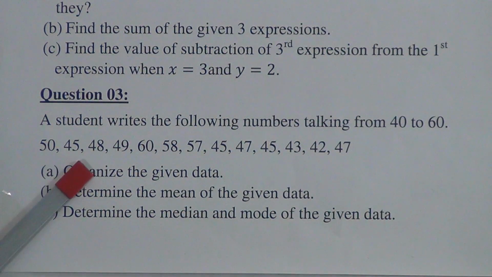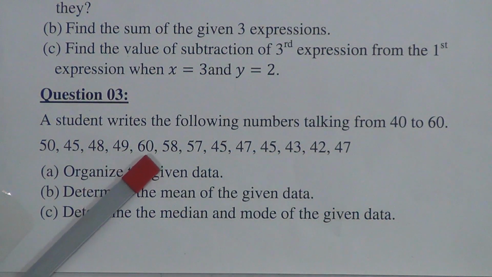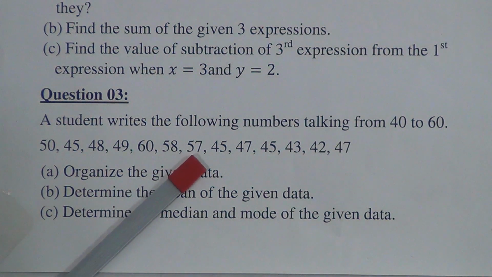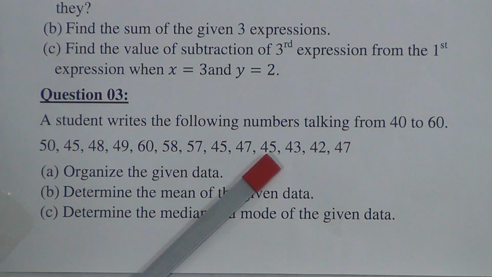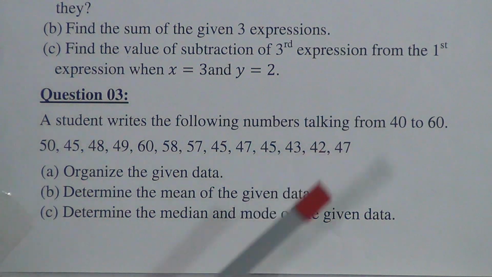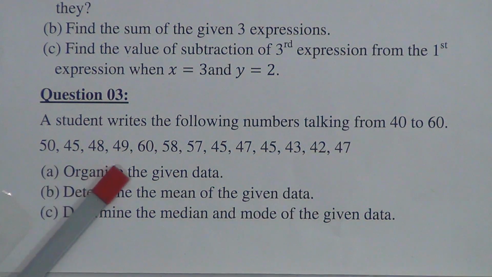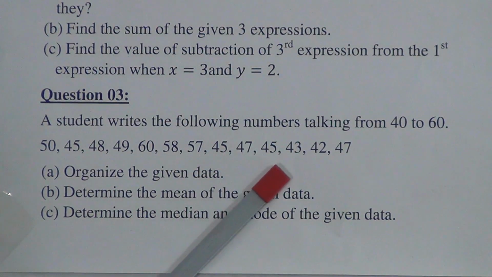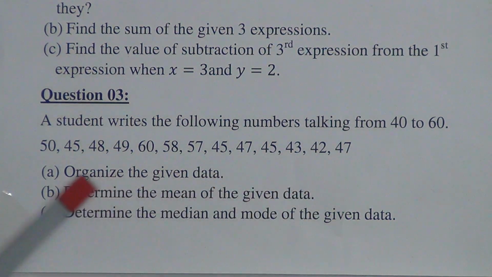The numbers are 50, 45, 48, 49, 60, 58, 57, 45, 47, 45, 43, 42 and 47. How many numbers are there? There are 3, 4, 5, 6, 7, 8, 9, 10, 11, 12, 13. There are 13 numbers here.